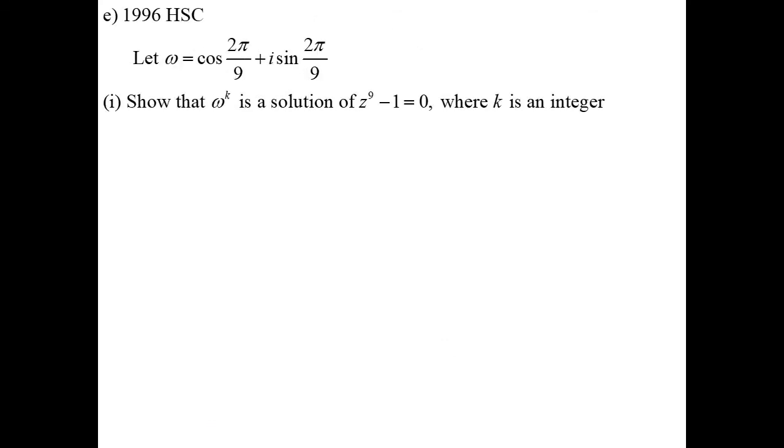Here's a very old HSC question. This time, they told us the specific one omega is going to be. So it is going to be that smallest one, the 2 pi on 9 for this.